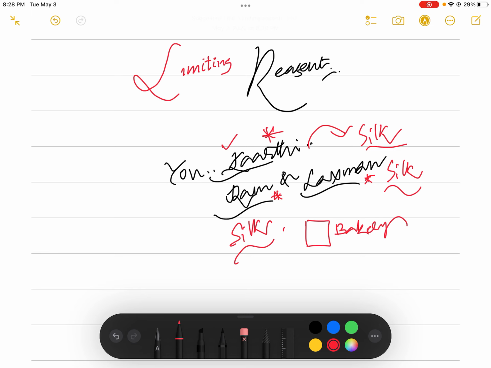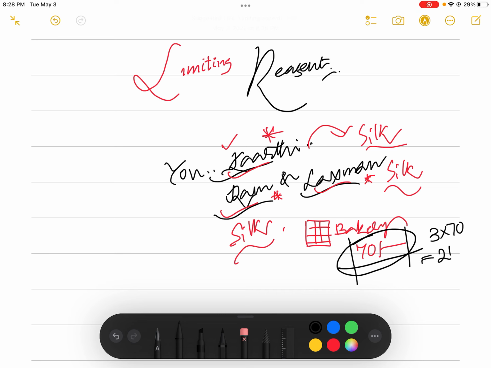So Ram, Lakshman and Karthi went to this shop. There were plenty of chocolates. They wanted to buy 3 chocolates, each 70 rupees. I know only the 70 rupees chocolate in Dairy Milk Silk. Maybe 200, 210, 300 rupees chocolates are also there, but I generally go with this one. 3 into 70 is 210, right? So they need 210 rupees.